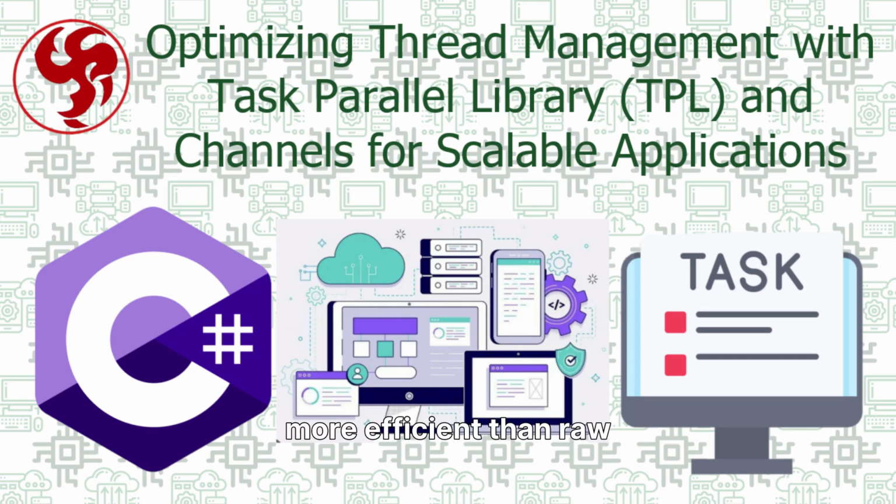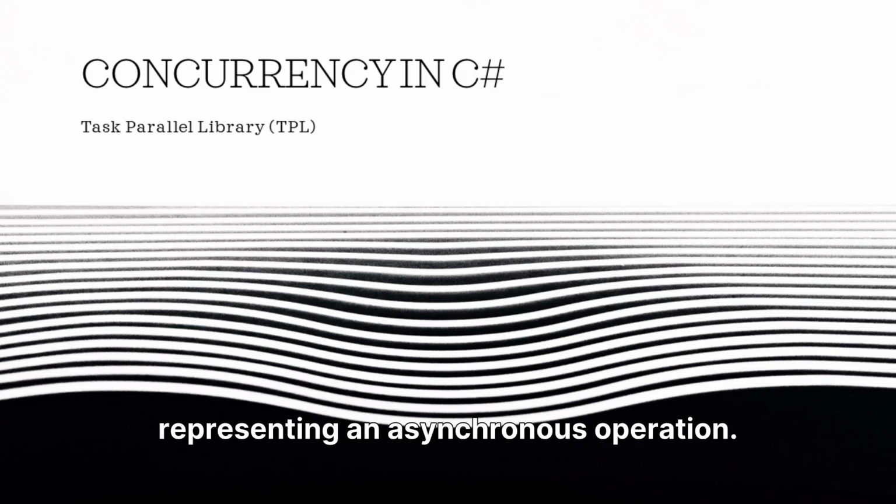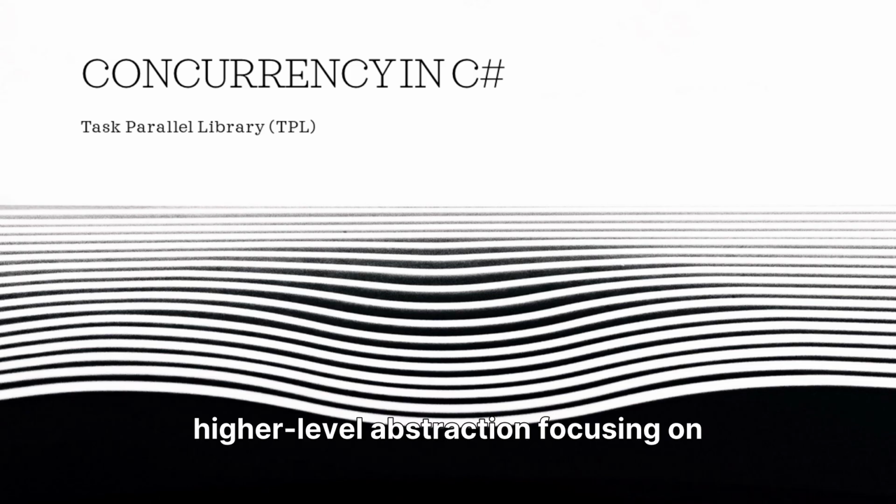While the thread pool is more efficient than raw threads, the Task Parallel Library, or TPL, provides an even higher level of abstraction. TPL is designed to simplify parallel programming and asynchronous operations, building upon the thread pool. It offers a richer, more expressive, and powerful framework for handling complex concurrent scenarios in C#. TPL introduces the Task class, a powerful construct representing an asynchronous operation. A task is a higher-level abstraction focusing on the work to be done rather than the thread that does the work.